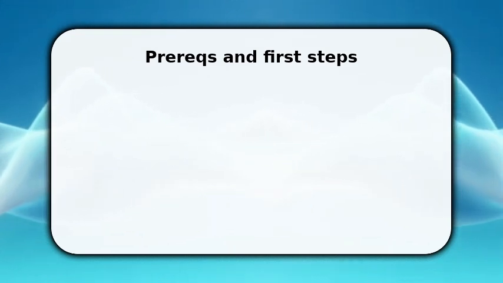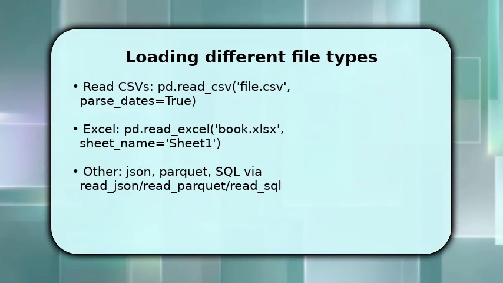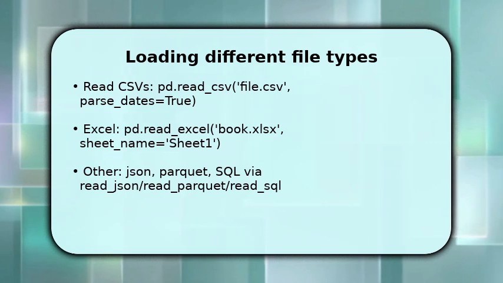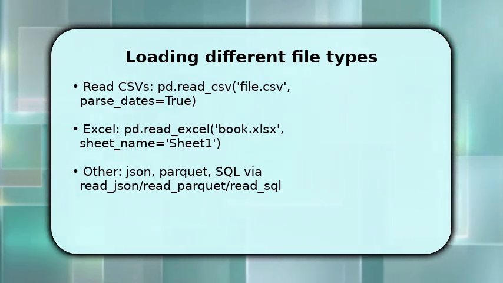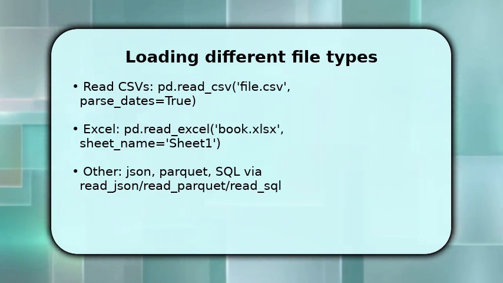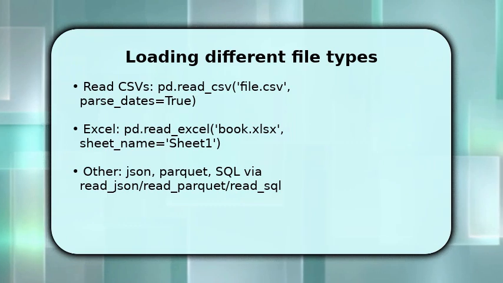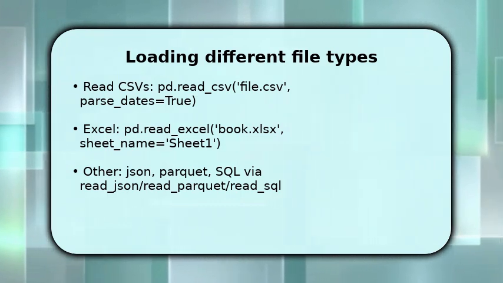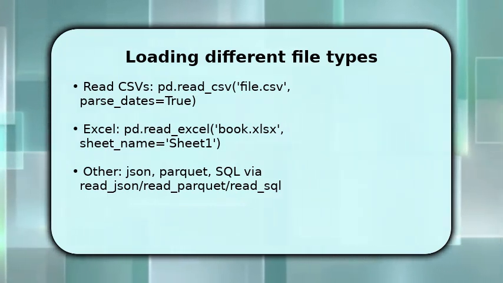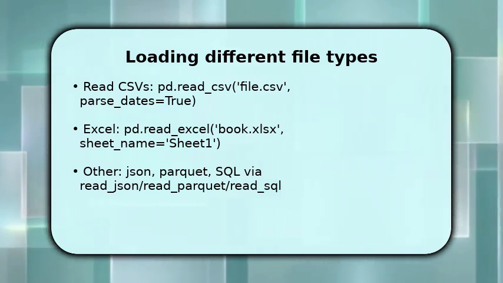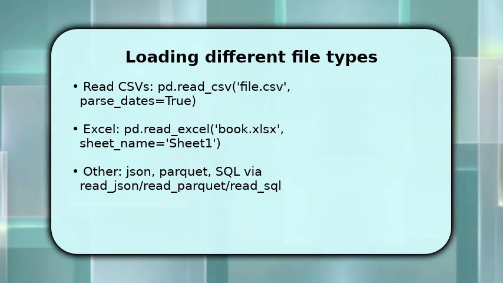For CSV, use pd.read_csv with parse_dates and dtype hints to preserve types and speed up parsing. For large CSVs, add chunksize or use low_memory=False. For Excel, pick sheet_name or engine to avoid engine errors. For JSON, Parquet, or databases, use Pandas read_json, read_parquet, or read_sql with proper connection strings and credentials.